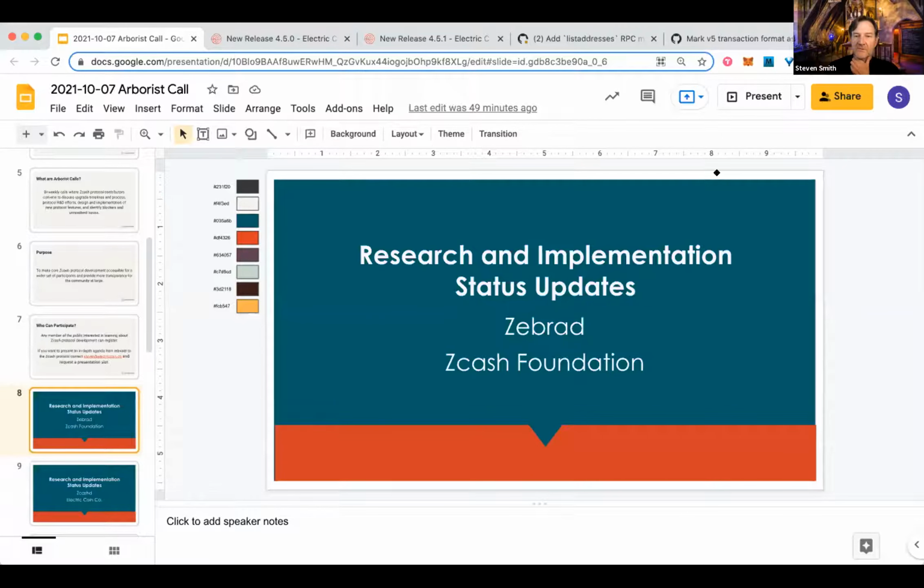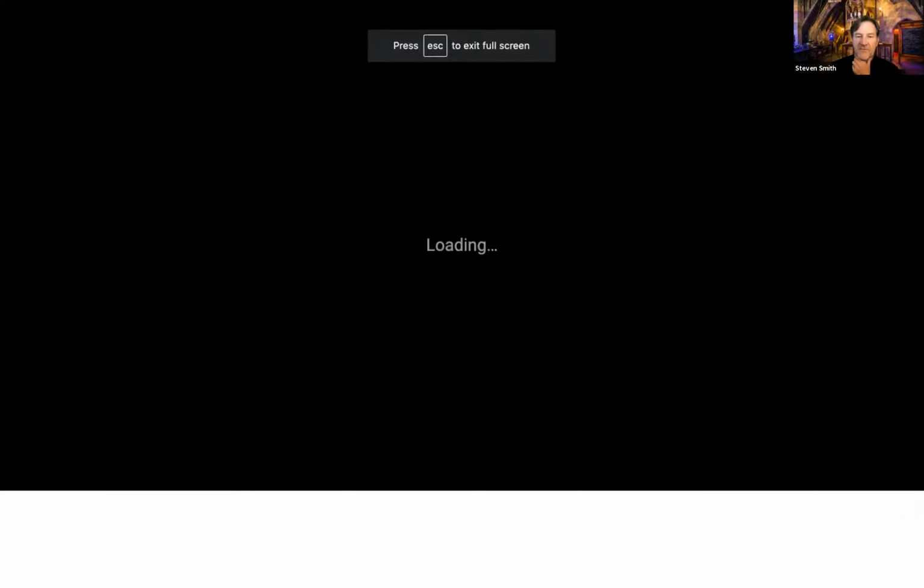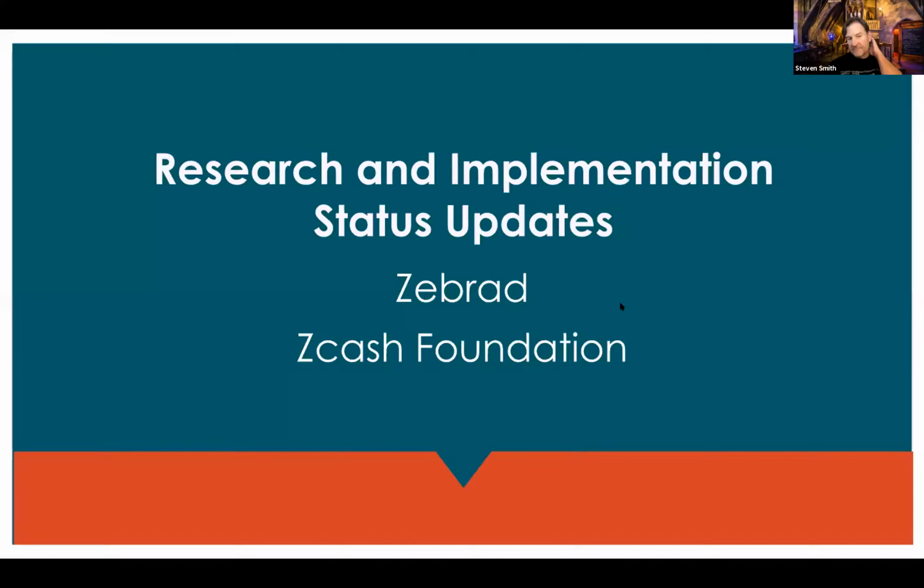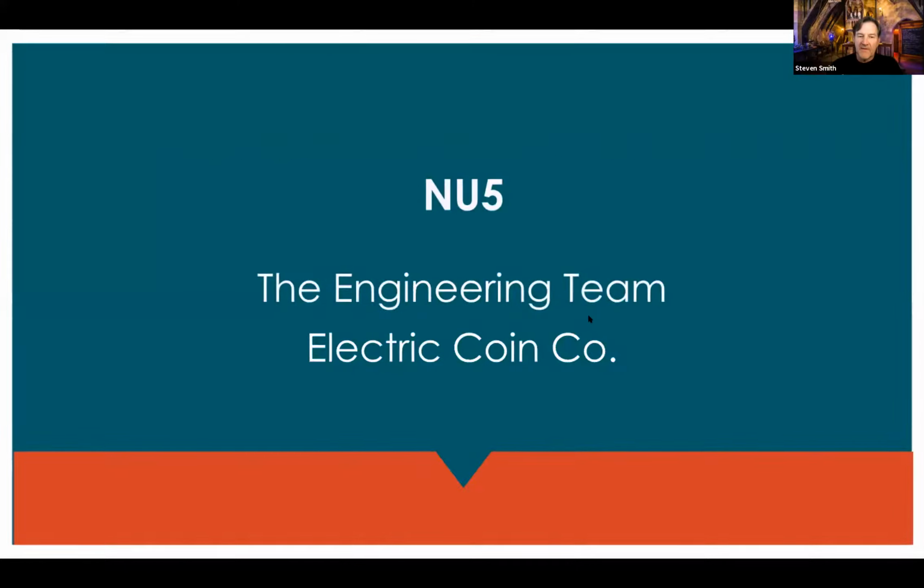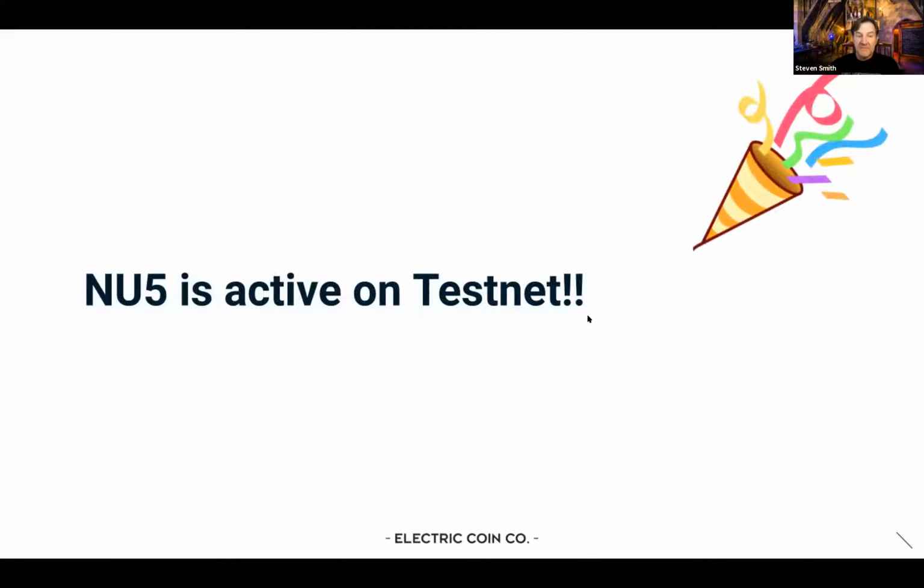Okay, so let me go back to presentation mode. The big update for zcashd, of course, is NU5 support related items. The next big thing is NU5 is active on testnet, so that's a pretty major milestone. It activated, depending on where you're at in the world, either late on the 5th or early on the 6th.